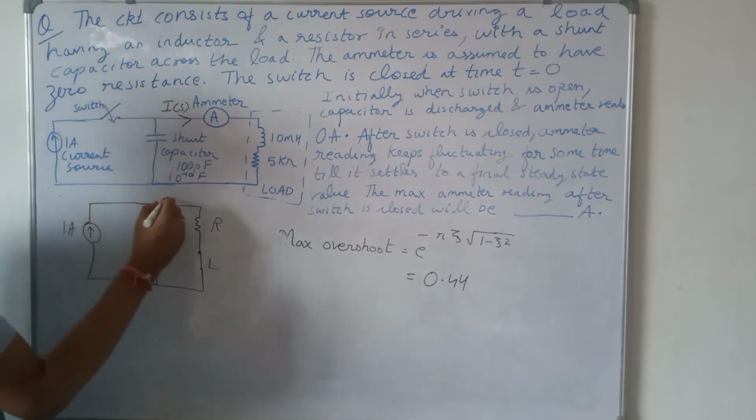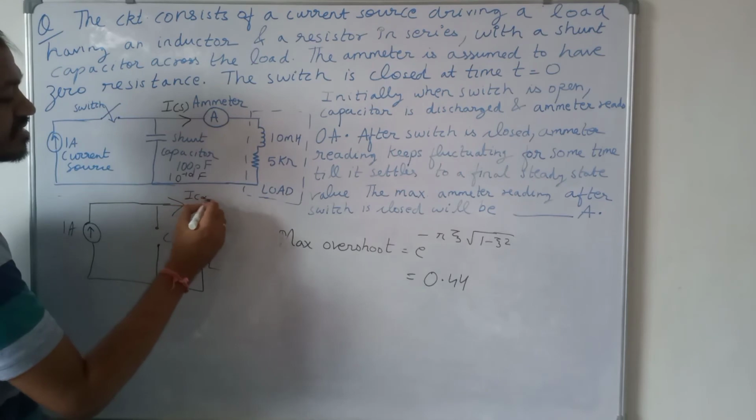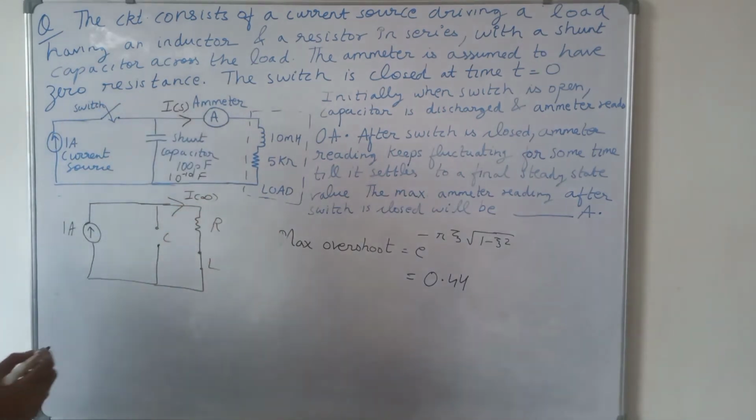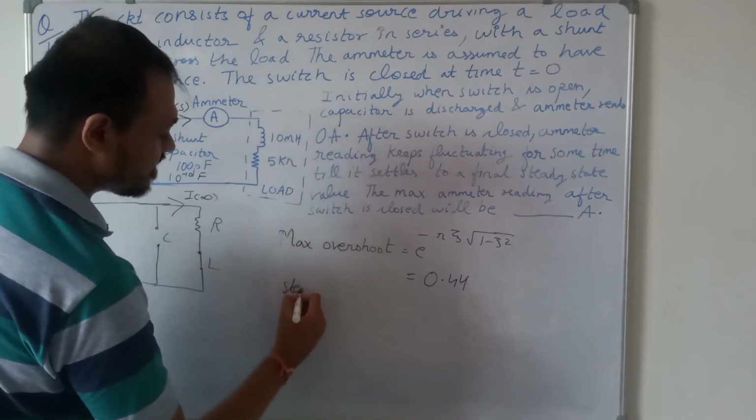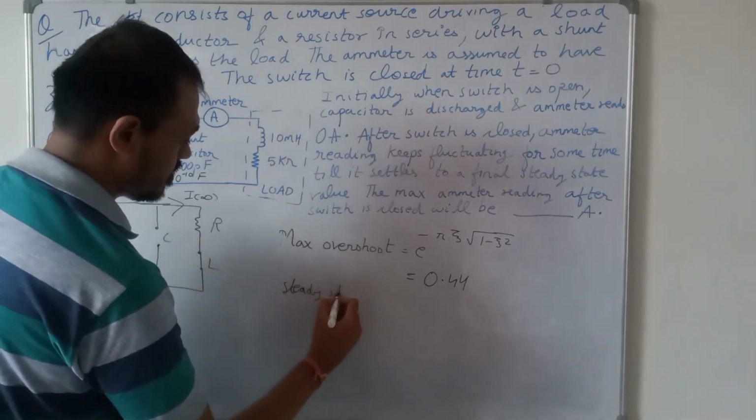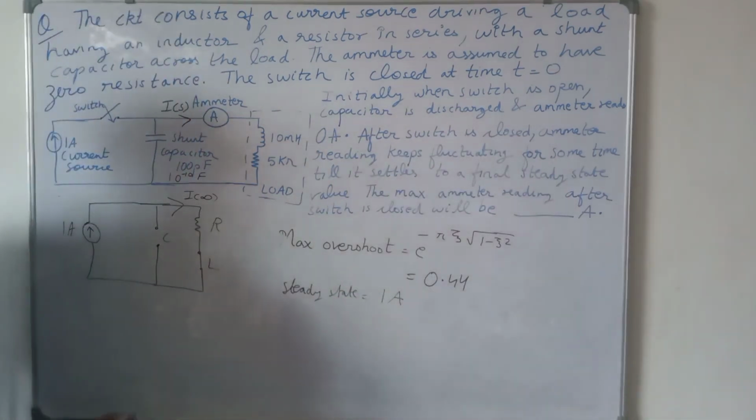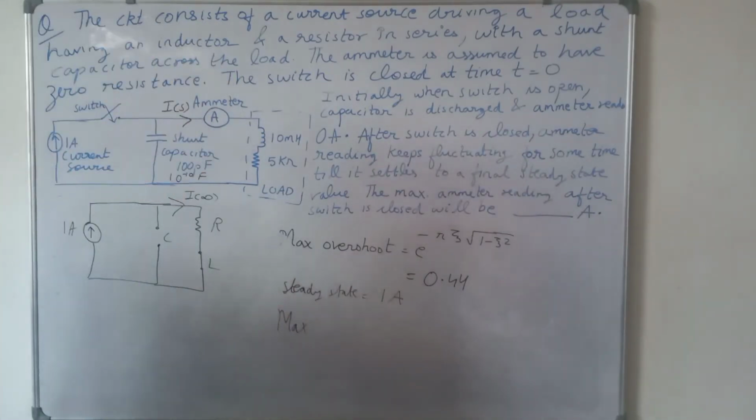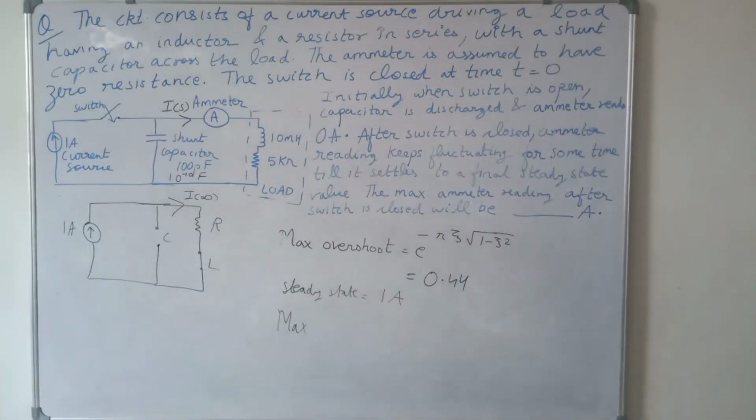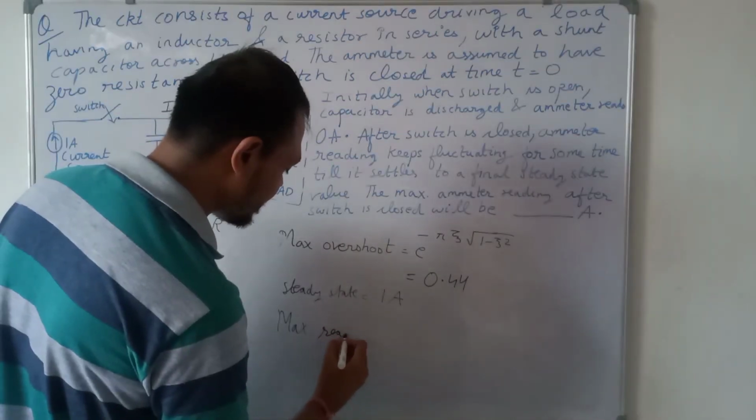So the current through the ammeter in steady state, I of infinity, in this circuit in the steady state, is equal to 1 ampere. So steady state current is 1 ampere. So the maximum reading will be equal to maximum overshoot plus steady state, because steady state will remain constant throughout the circuit and there will be an overshoot. So maximum reading will be equal to overshoot plus steady state value.